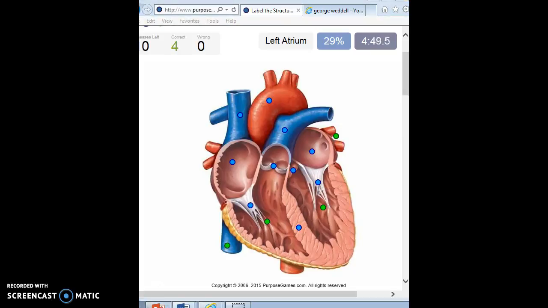Next, the left atrium is up here. The left atrium receives oxygenated blood from the lungs through the pulmonary vein. As the contraction is triggered by the sinoatrial node through the atria, the blood passes through the mitral valve into the left ventricle. So blood comes through here, up, into there, and out again.